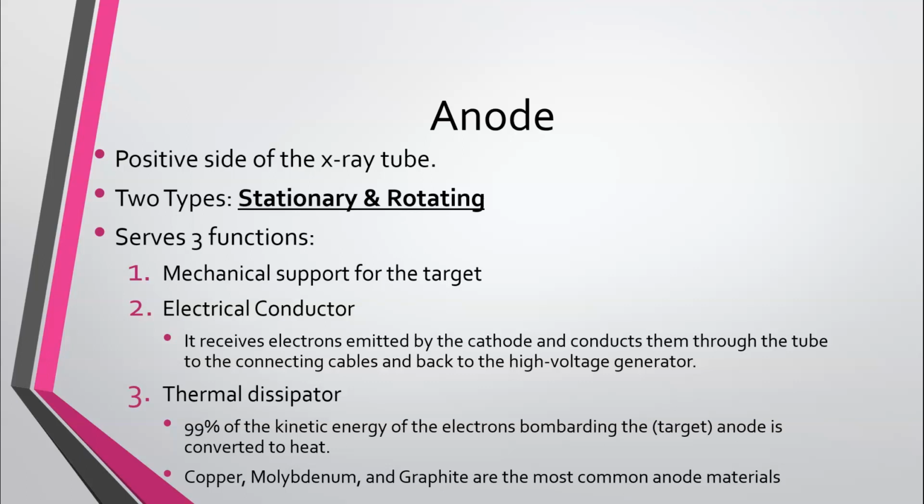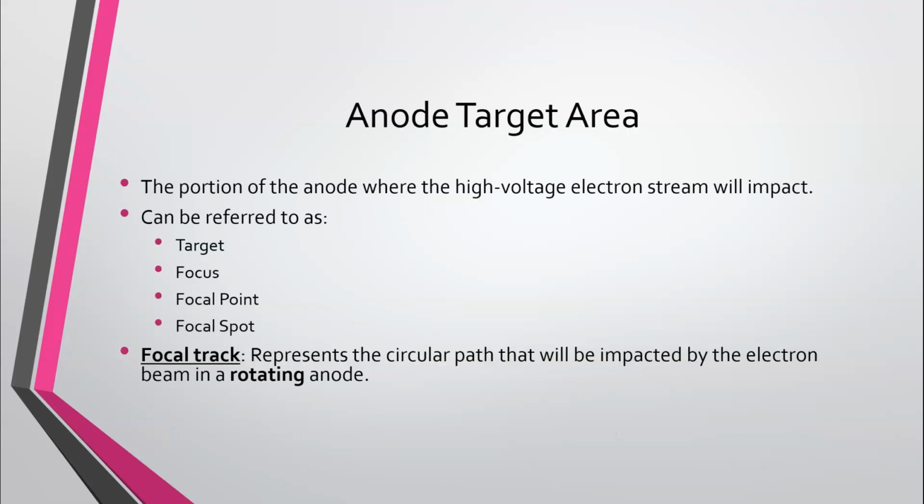It's also a thermal dissipator. 99% of the energy is heat when the electrons bombard the target, right? They're typically made of copper, molybdenum, and graphite. Those are the most common. Copper is typically the stem, molybdenum is the base that the track is on, and graphite is a piece usually on the back of the base to help with dissipating heat.